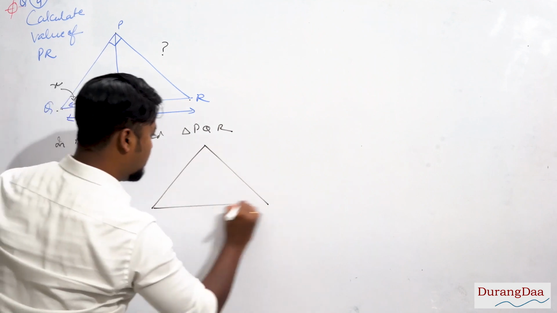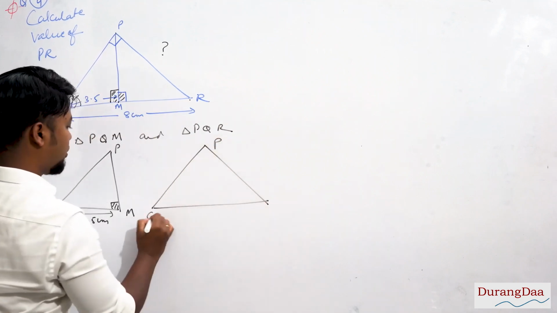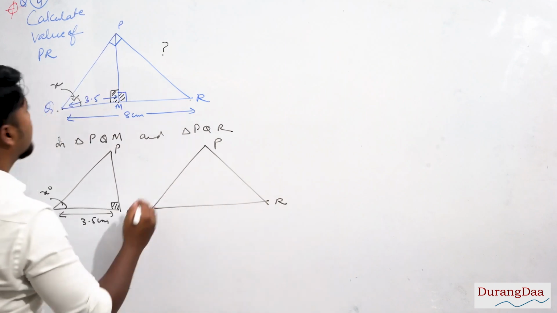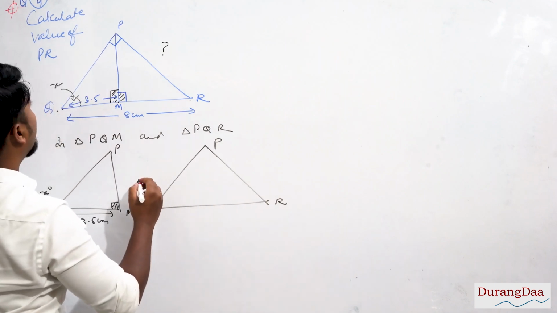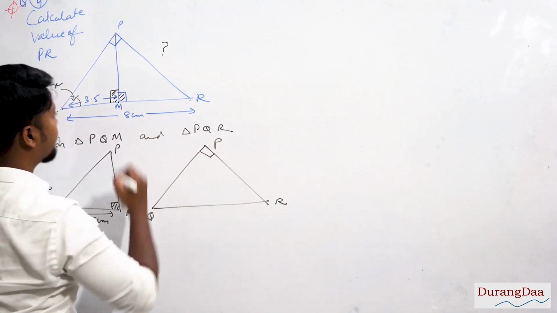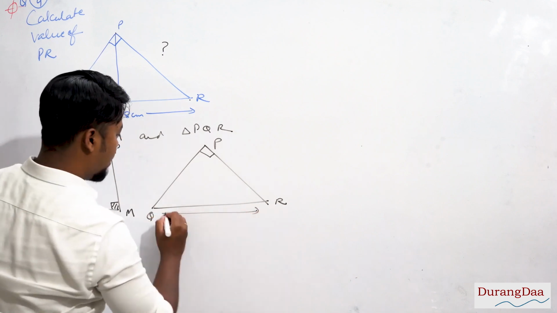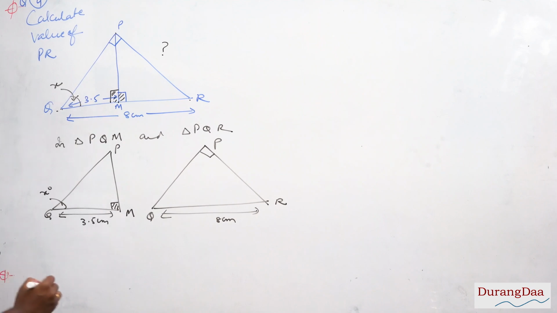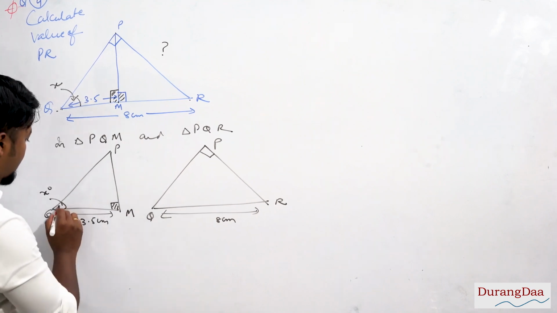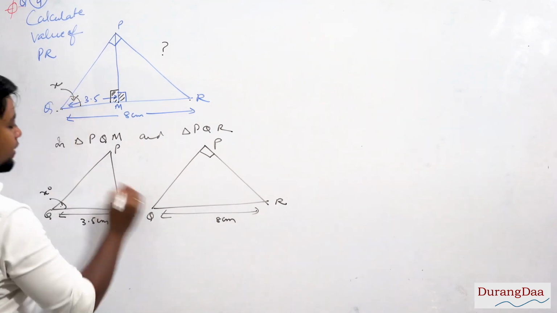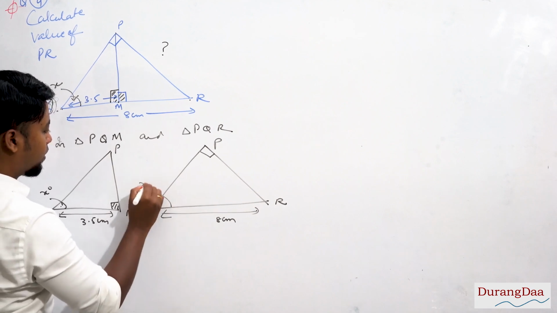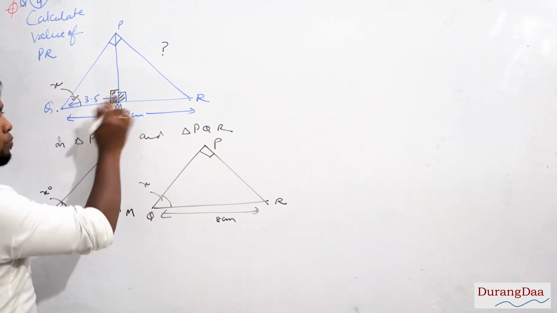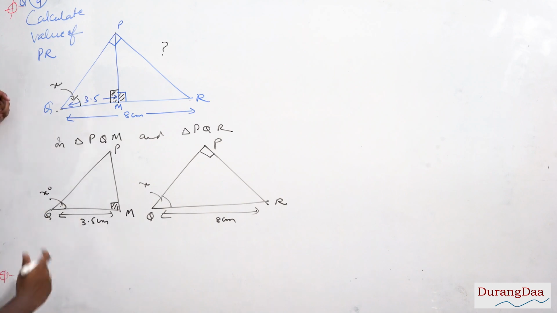Now in this bigger triangle, triangle PQR, let me draw it separately. This is the triangle PQR, and we have 90 degrees here, and length QR has been provided, which is 8 centimeters. Already we have assumed this angle as x. Angle Q is common to both the triangles. So now we can proceed.